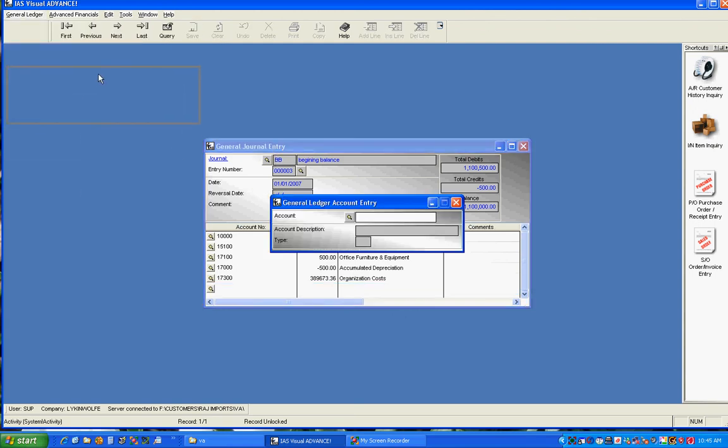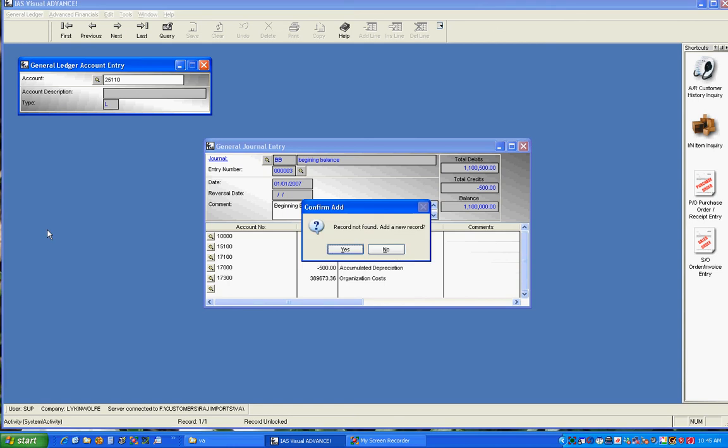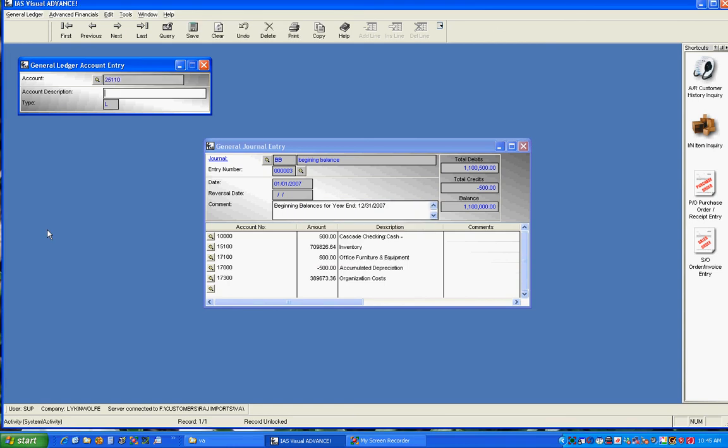And I'm going to move that up here in the corner so that I can have both windows open. So the first thing I'm going to put in is 25110. Yes, to add it, and this is going to be NP-CASCADE. Is that Cascade Bank? Yeah, BANK. And I'm going to just hit my clear and save because I want to leave the window open.